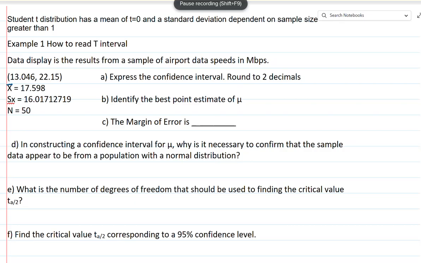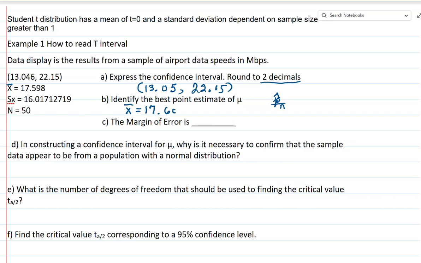Okay, so now we want to work this problem. And first off, it says express the confidence interval rounded to 2 decimals. So our interval is 13.05, comma, 22.15. Identify the best point estimate of mu. Well, we know that this is p hat over n, and that guy is our x bar, 17.6, and we're going to do 2 decimals.